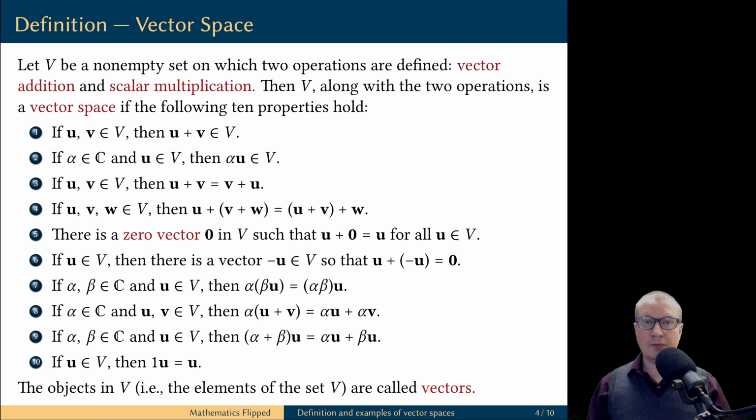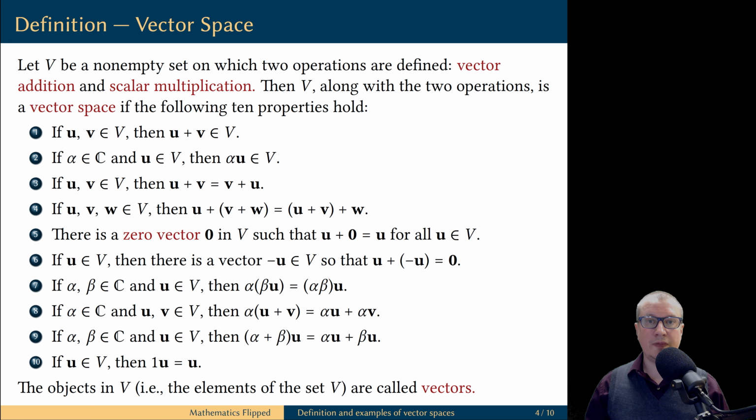And now I want to congratulate you because we have come to the most important definition in linear algebra. This is the definition of a vector space structure. This structure consists of several ingredients. First of all, you have to have a non-empty set of objects. In addition to this, you need two operations. One operation we call vector addition, another operation we call scalar multiplication.